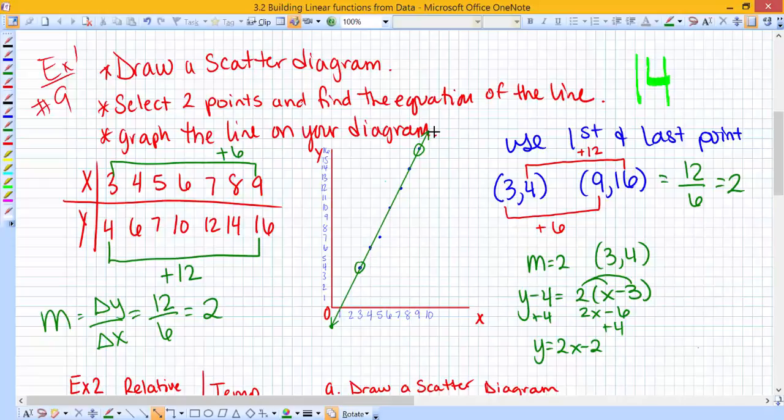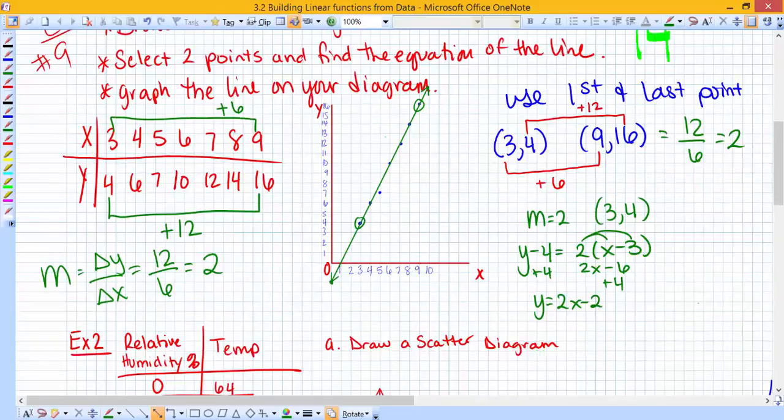So that's your very first look at what a scatter plot is. It's just a set of data. You plot the points. You can use the first and the last to find the slope. And then finish your equation by picking a point and plugging into point slope form, and then moving it into slope intercept.